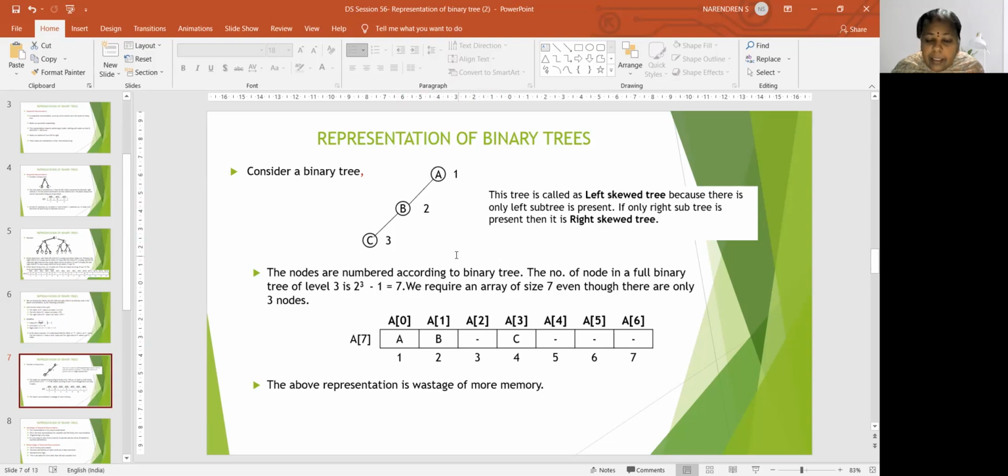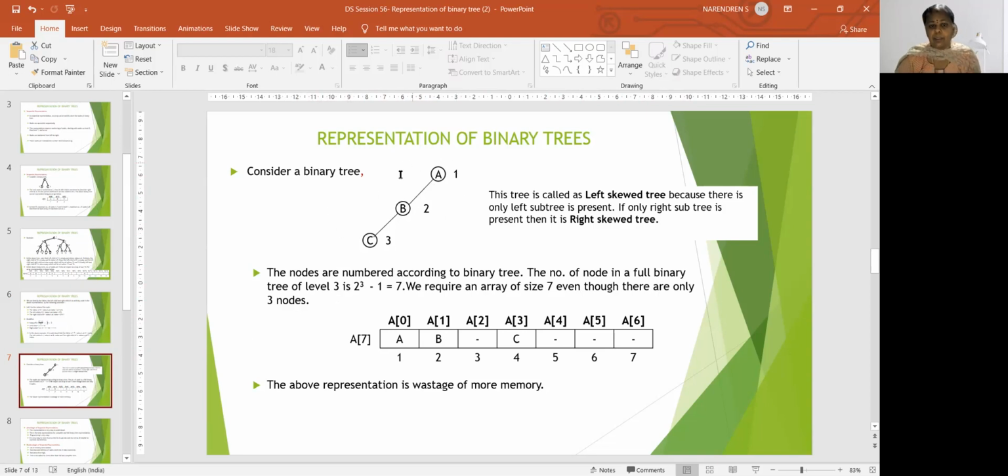So in total, whichever is present you put it, whichever is not present you make it null. So in the above representation, we have a left skewed tree A, B, C only, and then the number of nodes is like A of 6, so A of 7. Totally 7 is the size of the array in a full binary tree. The level is 3. We are taking A, B, C, 3 levels, and 2 to the power 3 minus 1 is equal to 7. We require an array of size 7, even though there are only 3 nodes.